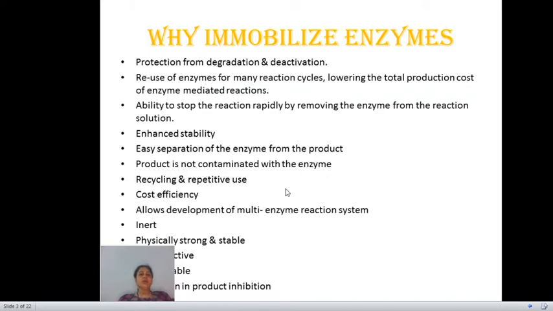So why do we need to immobilize enzymes? First thing is to protect from degradation and deactivation. It is ready to be reused so that the cost of production will be less. You can stop the reaction rapidly by removing this immobilized enzyme. The stability of the enzyme is more. The enzyme can be easily separated from the product.